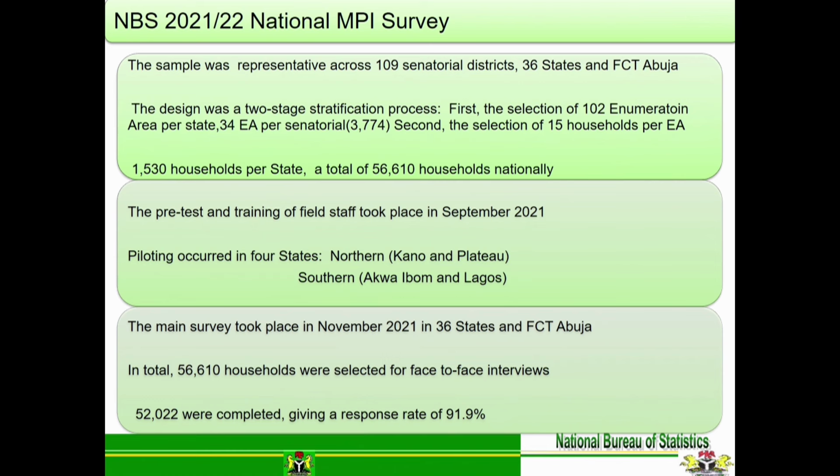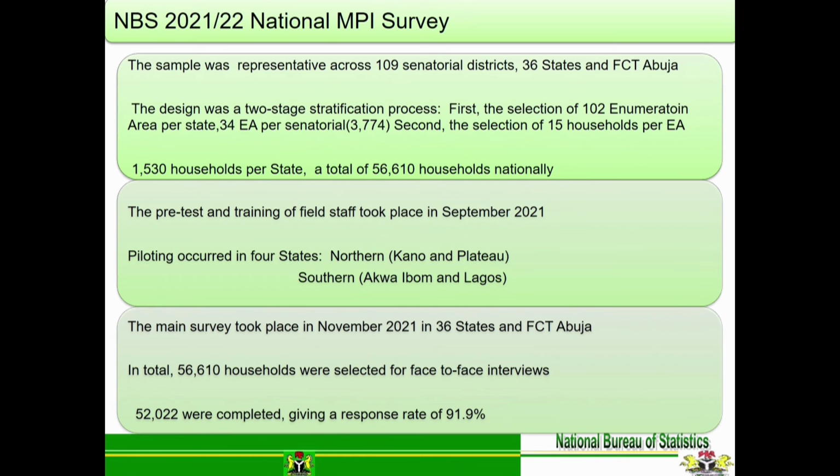The sample is representative across the 109 senatorial districts, 36 states and FCT Abuja. The design is a two-stage stratification process. First, it is the selection of 102 enumeration areas per state, which is 34 EAs per senatorial district, and that gives 3,774 enumeration areas. The second stage is the selection of households per EA, and 15 households were selected per EA. For every state, we have 1,530 households, and this gives a total of 56,610 households nationally.